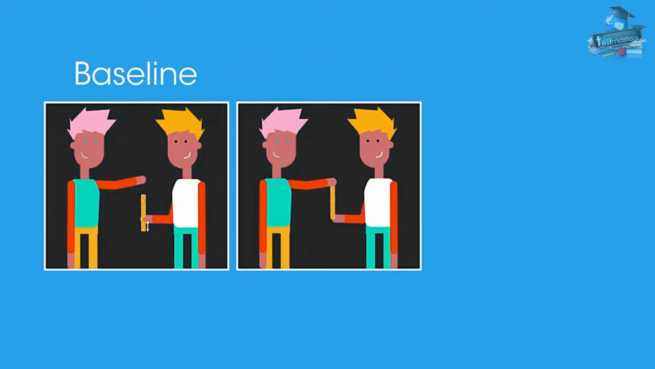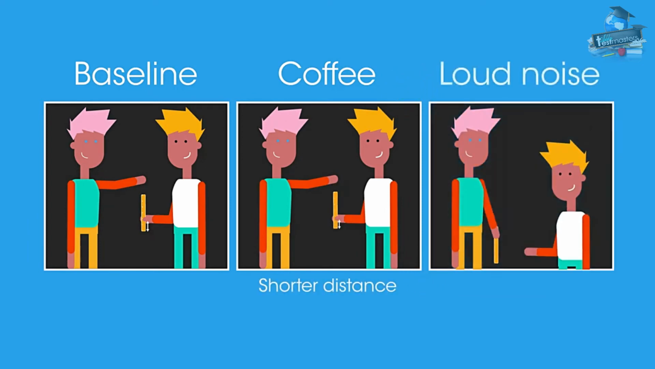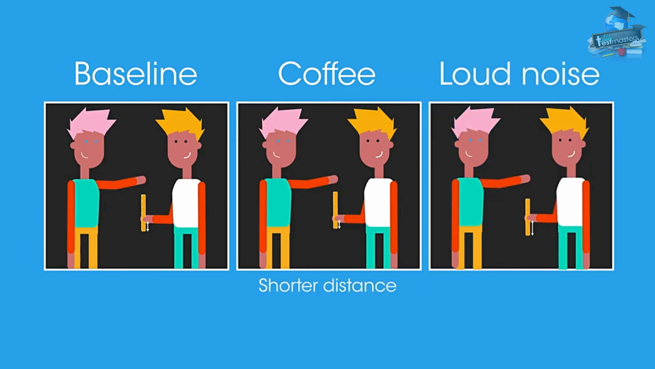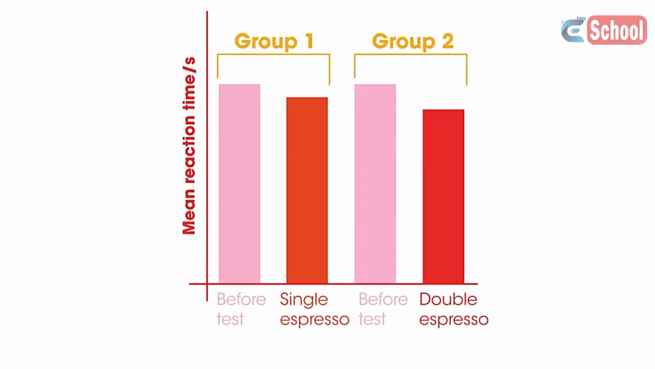Now, either give the person a strong caffeine drink like unsweetened coffee and wait a few minutes before beginning the test, or provide a distraction such as a loud noise or a TV. The experiment is then repeated and the results compared. Look at these results, shown for two groups being tested. What do you think the results show?